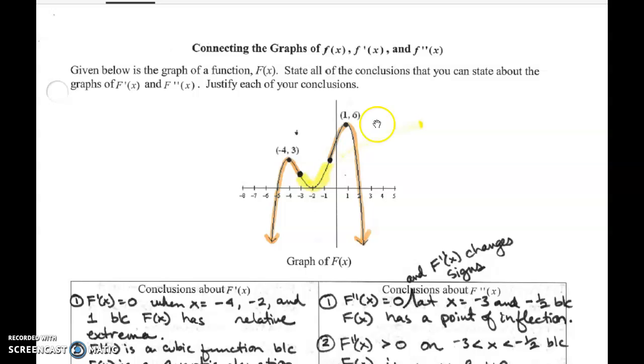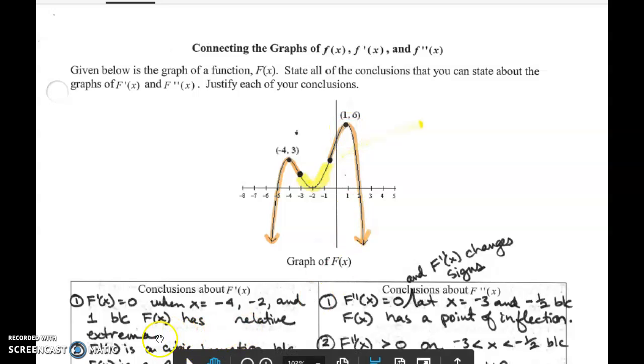As we're looking at this, we're given the graph of f, and the first thing that you could talk about is f prime of x. The first thing that you might want to notice is the horizontal tangent lines. That's the very first thing that we talk about here. The horizontal tangent lines would be at x equals -4, x equals -2, and x equals 1.